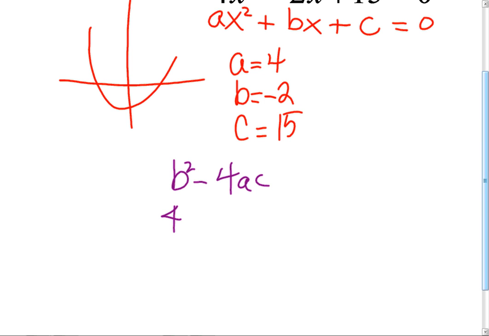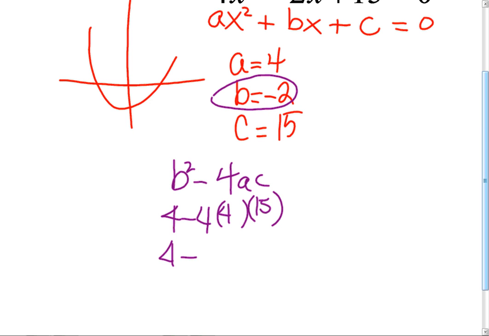Wait, so b is the square. B is -2. So it would be 4 minus 4 times 4 times 15. Well, okay, what's A? 4. And C is 15. Uh-oh. This is 4 minus 16 times 15, whatever that is. Big number. Is it positive or negative? Negative. Are there any x-intercepts?